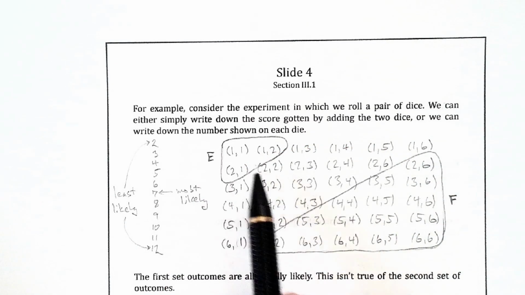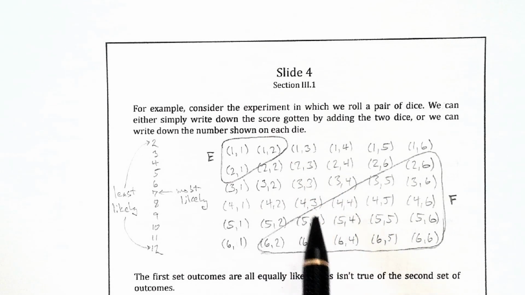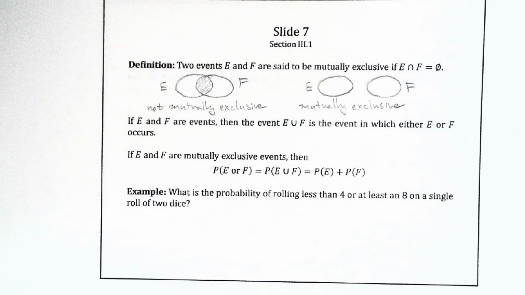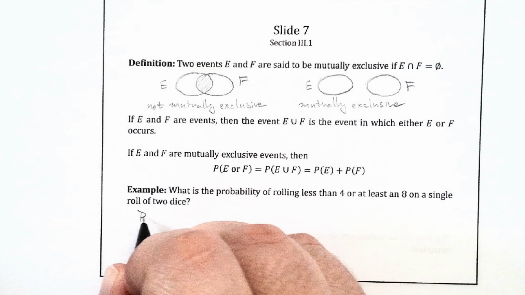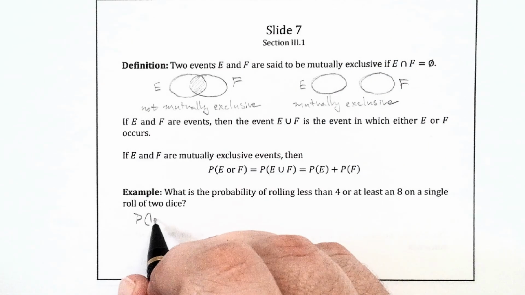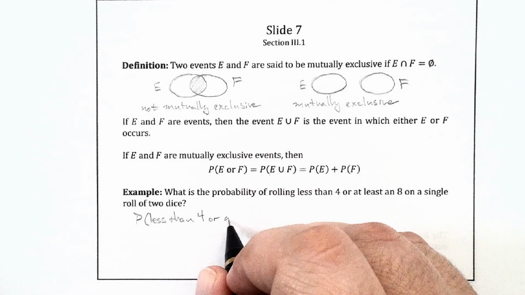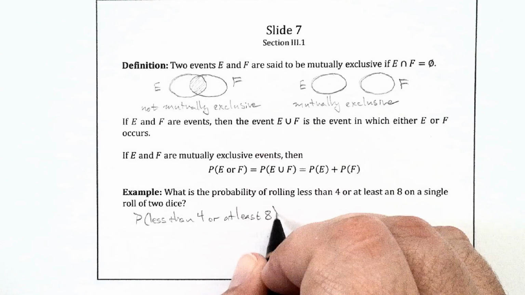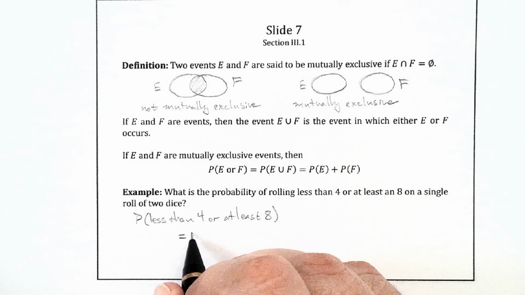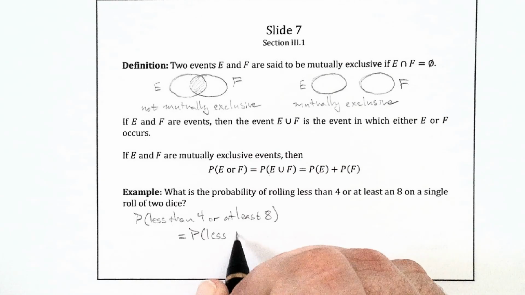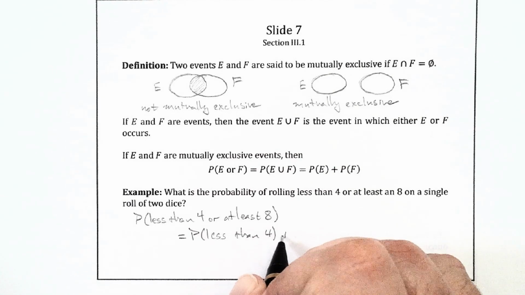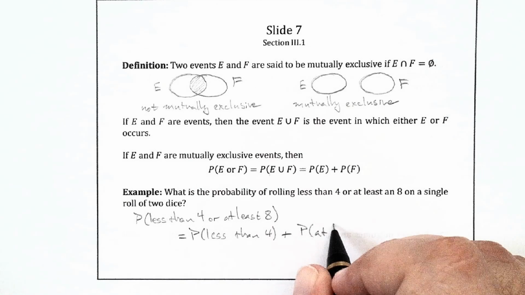So we have these two sets, and you see they're mutually exclusive. You can tell that from the picture. They don't overlap. Okay, so they're mutually exclusive. So the probability of getting less than 4 or at least 8 is equal to the probability of getting less than 4 plus the probability of getting at least 8.